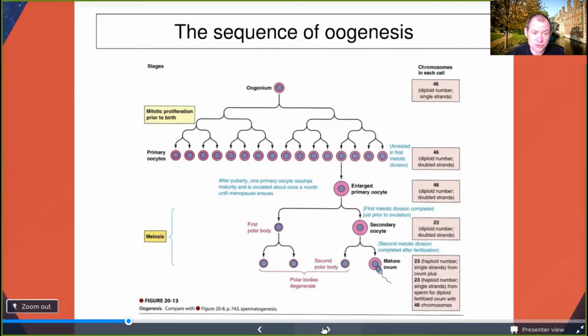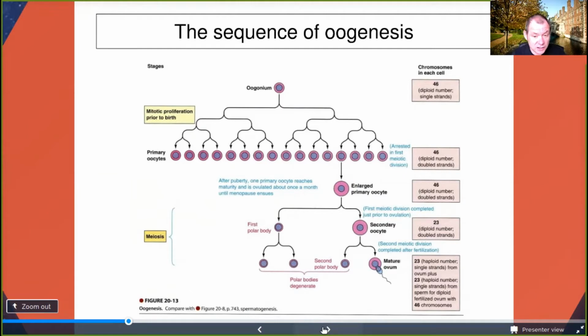Now, when it comes to oogenesis, the formation of eggs, the first stage of this is when the oogonium divides. The oogonium at the top there is basically a type of stem cell, a mother cell. It can divide and give rise to more specialized cells, in this case, a primary and then secondary oocytes. So the oogonium itself starts with 46 chromosomes. There's a series of divisions, and you end up with the primary oocytes, which also have 46 chromosomes.